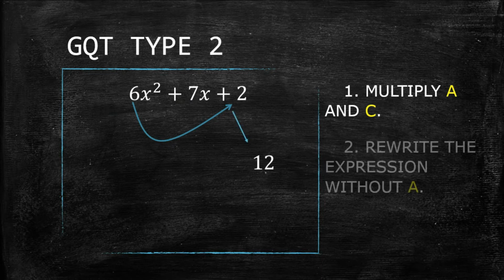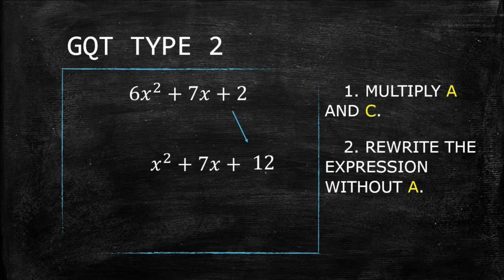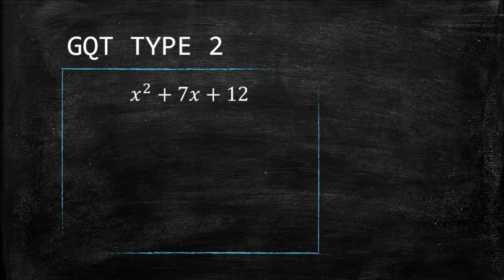After that, you will rewrite the expression without A and using the product obtained, which is 12. So our given will become x squared plus 7x plus 12. Again, A is removed. Just copy the second term because we didn't take any step for it. And then the 12 is used instead of 2. Then, factor the new expression using our way on GQT type 1.